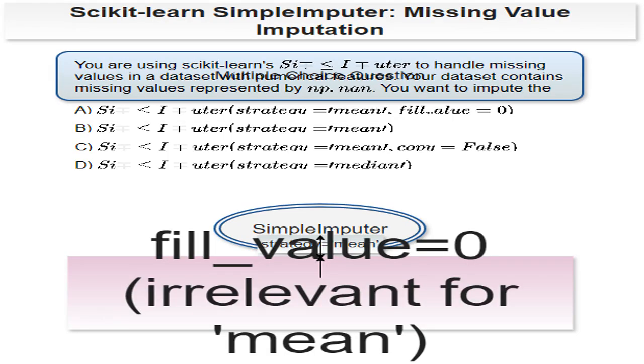This line in the problem description is telling you that you need to understand how SimpleImputer works from its documentation. You do not need any advanced mathematical skills. It is all about knowing how to use the parameters correctly.